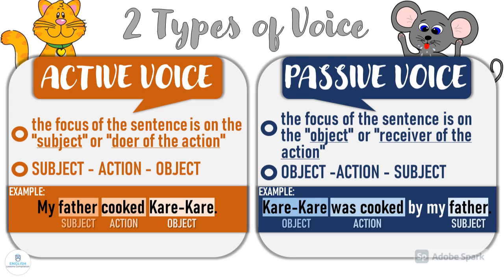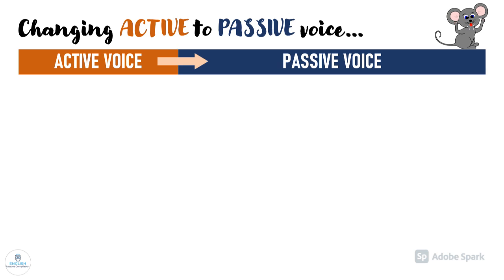Here is an example of a sentence with a passive voice of verb. Kare-kare was cooked by my father. Kare-kare, which is the object in the active voice sentence, is now in the beginning, followed by the action was cooked and the simple subject, father.